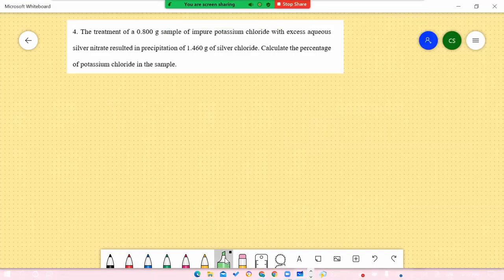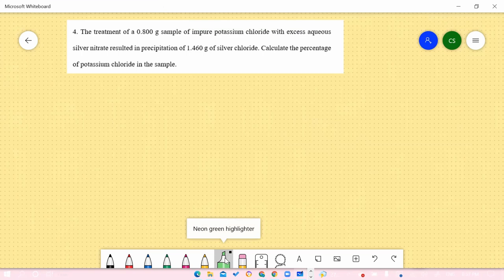Okay, I'm going to speak. All right, so the question reads: a treatment of 0.800 grams of a sample of impure potassium chloride with excess aqueous silver nitrate resulted in the precipitation of 1.460 grams of silver chloride. Calculate the percentage of potassium chloride in the sample.